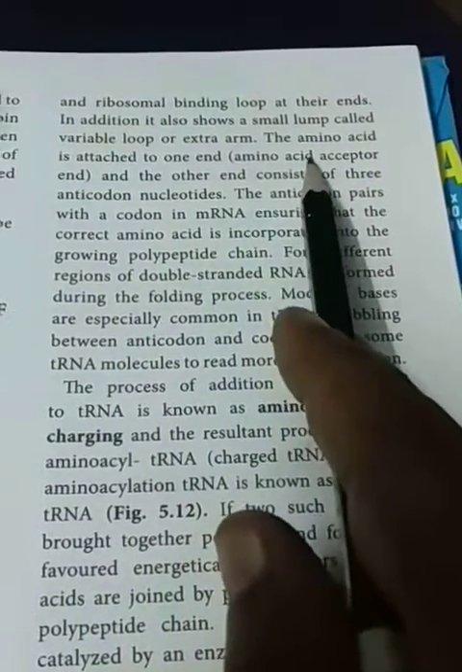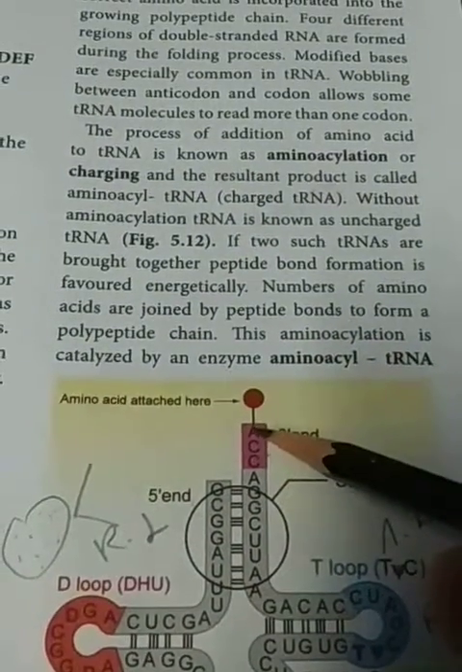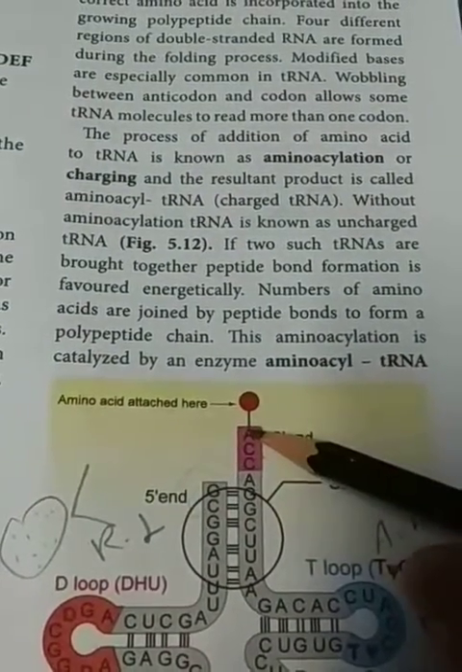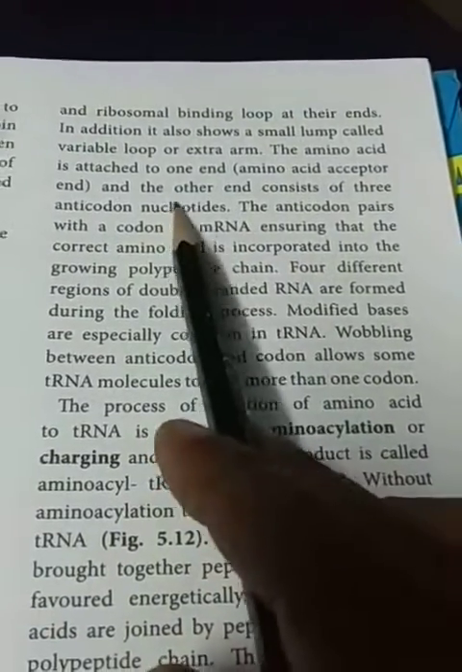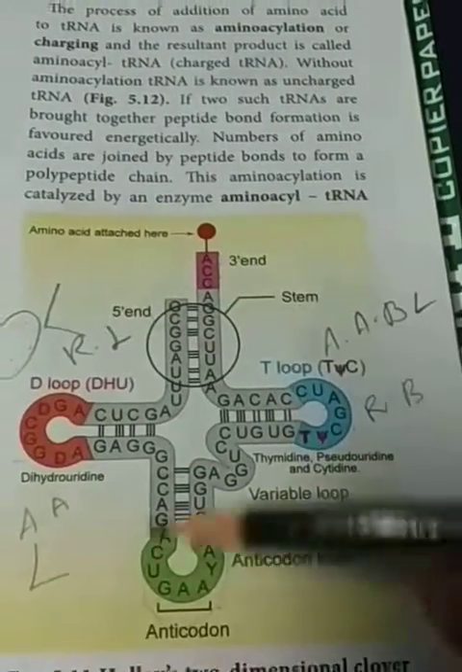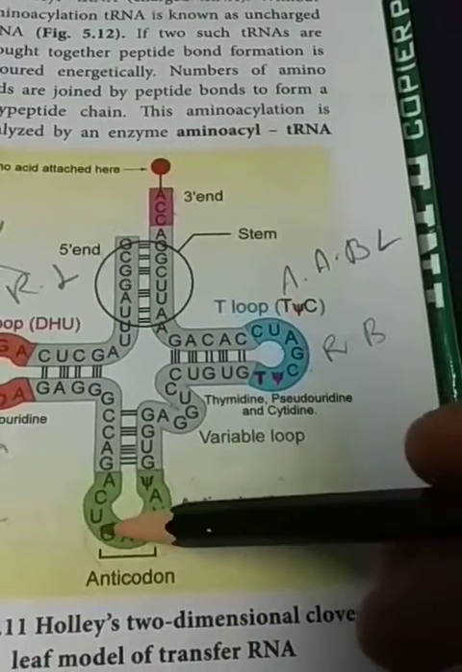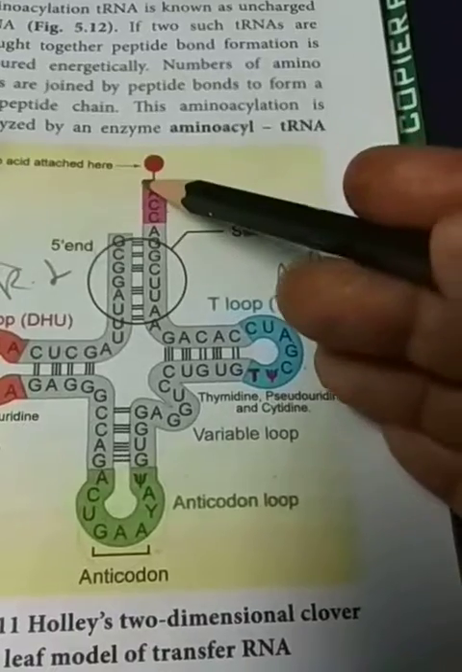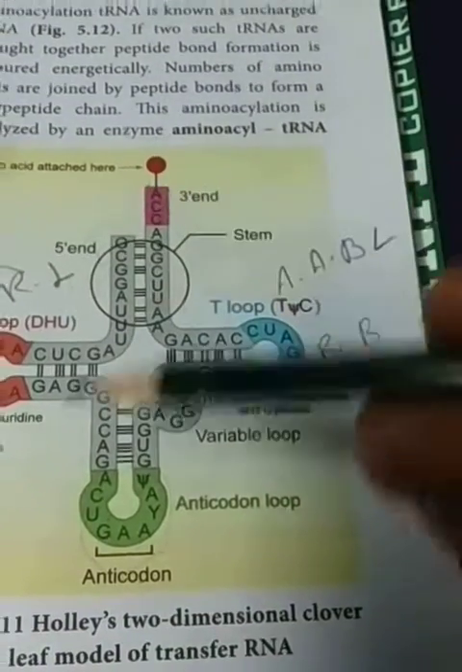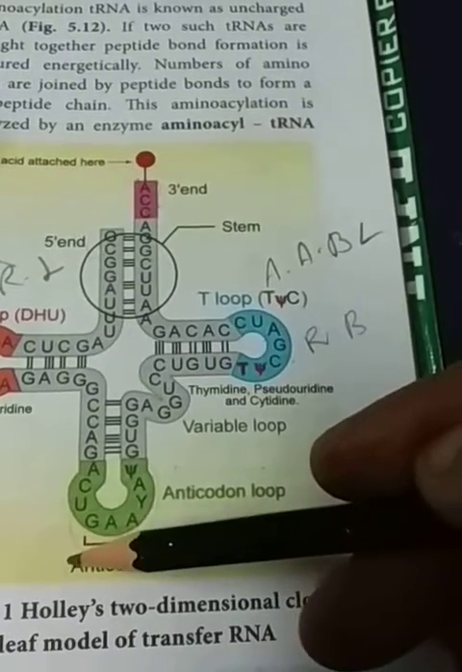This end is known as the amino acid acceptor end. The other end consists of the anticodon nucleotides. So opposite to the amino acid acceptor end, three anticodon nucleotides are present.